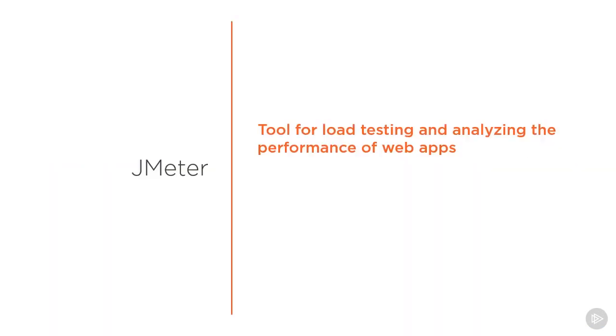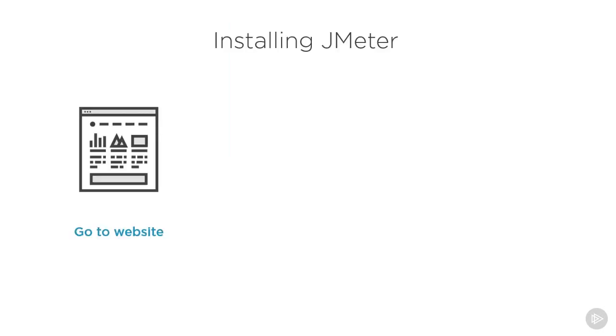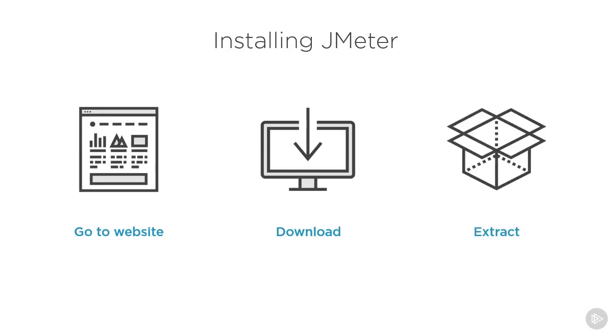JMeter is a tool for load testing and analyzing the performance of web applications. It supports highly concurrent tests, allowing you to simulate heavy load on a server. Once a test is completed, JMeter will produce a detailed HTML report that allows you to easily view and analyze the service latency, throughput, and errors. To install JMeter, visit the JMeter downloads page, download the tar or zip archived binaries, and extract them to a location of your choosing. To create and execute a load test, you first need a test plan.